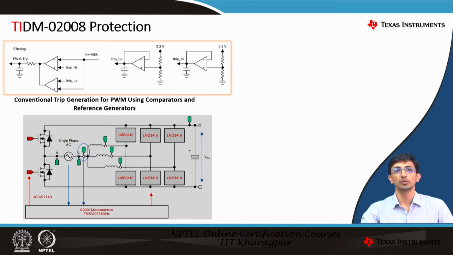That will be fed to either the negative input of the comparator or the positive input of the comparator. We have the I inverter feedback coming in, which will be compared with the references generated, and based on the actual status of the current, that is the I inverter feedback current, we will generate the PWM trip if the current goes beyond a certain limit or goes below a certain limit. Now, this requires quite an amount of complexity in terms of design.